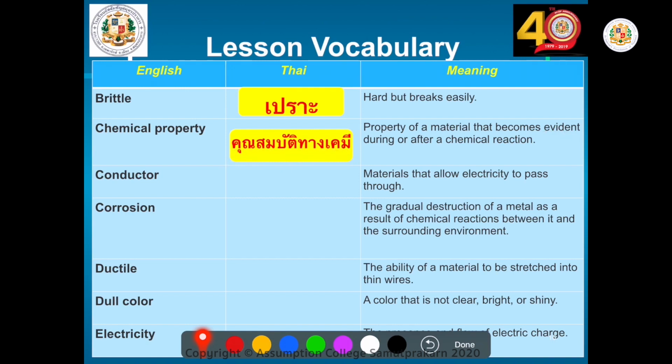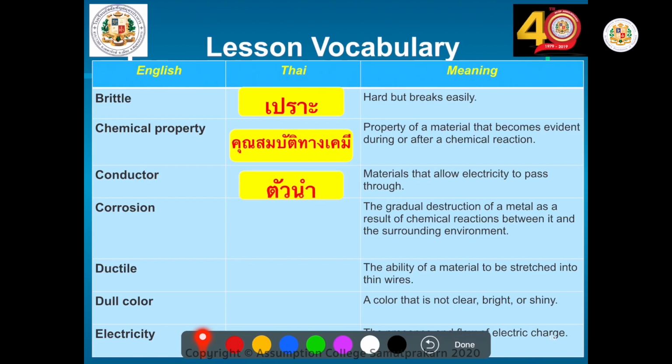Now, for example, a paper. When you burn a paper, it changes into ash and smoke. And ash and smoke have different properties from the original paper, right? That's chemical property. Now, conductor means the material can allow electricity to pass through. That means they can be used as wires. So, for example, copper, silver. In Thai, it's this one.